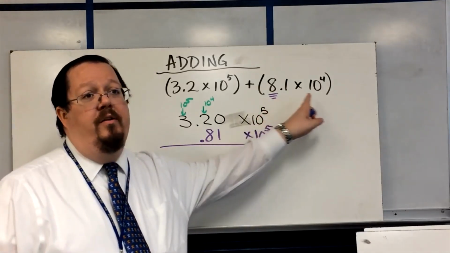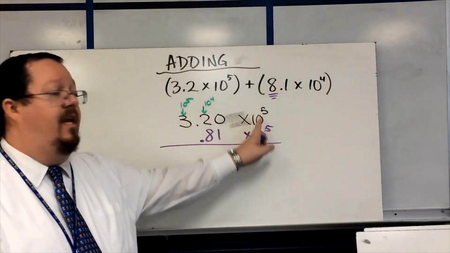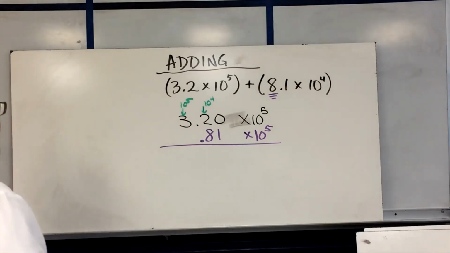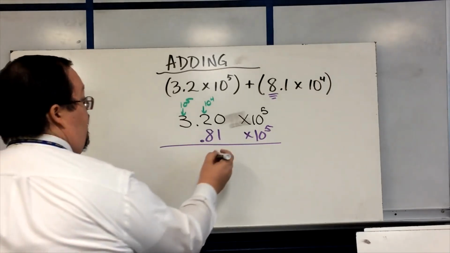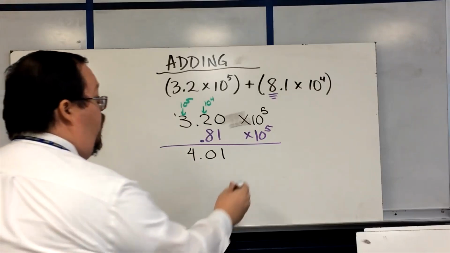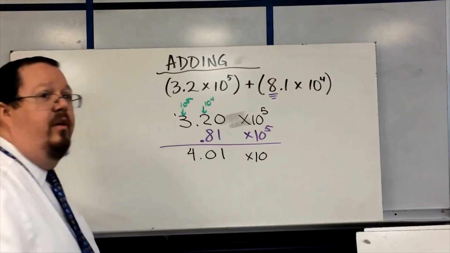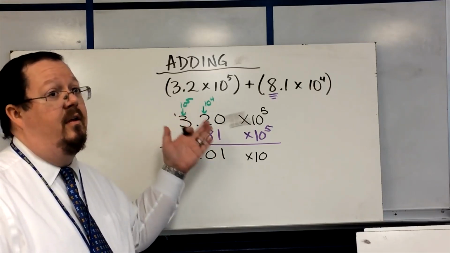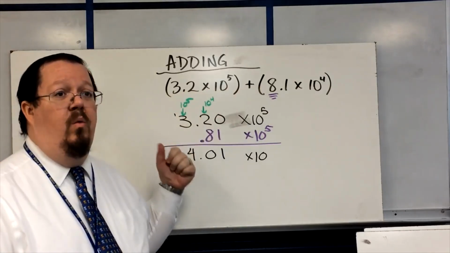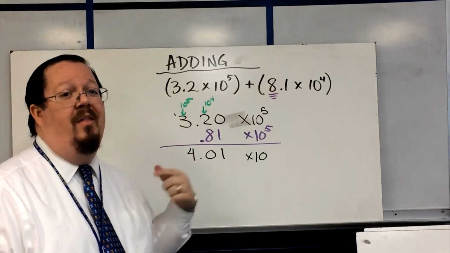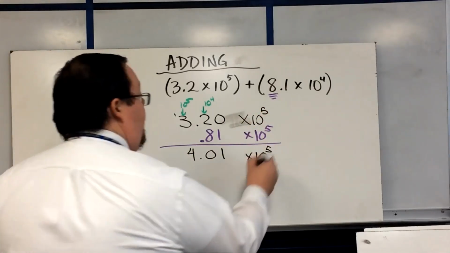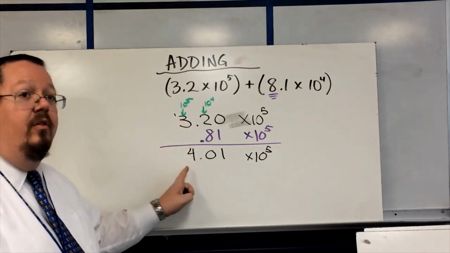I've changed my 8.1 times 10 to the 4's to line up with the 10 to the fifths. That moves the decimal point and changes its name. But you know how to add decimals, right? When we add ones and ones, we get ones. When we add tenths and tenths, we get tenths. When we add thousands and thousands, we get thousands. So when we add 10 to the fifths and 10 to the fifths, they stay 10 to the fifths. The place value's still the same.